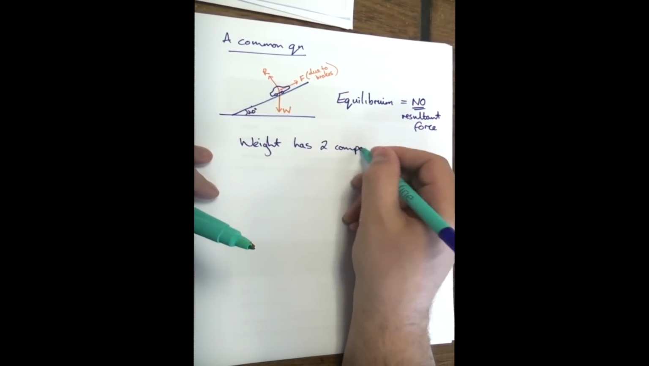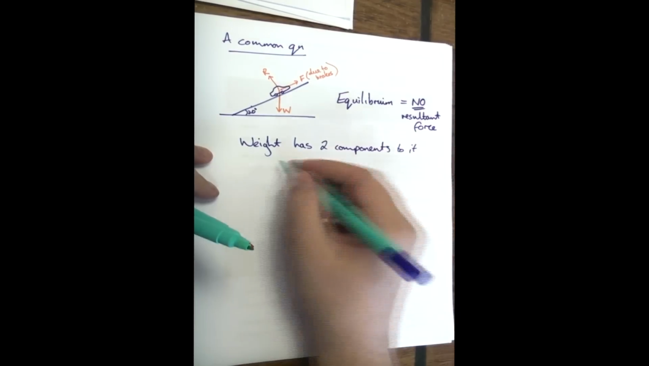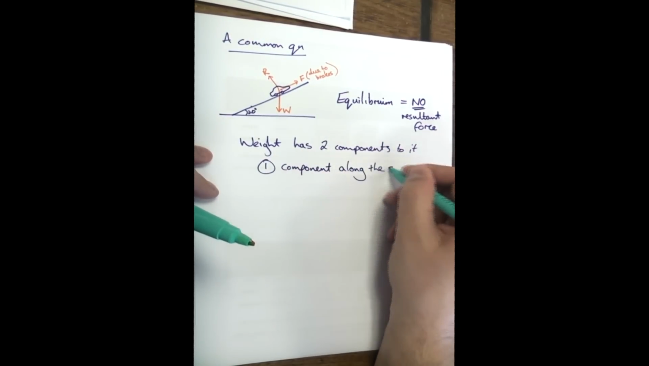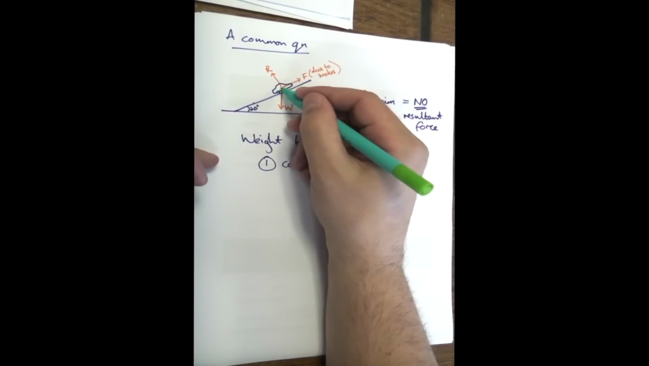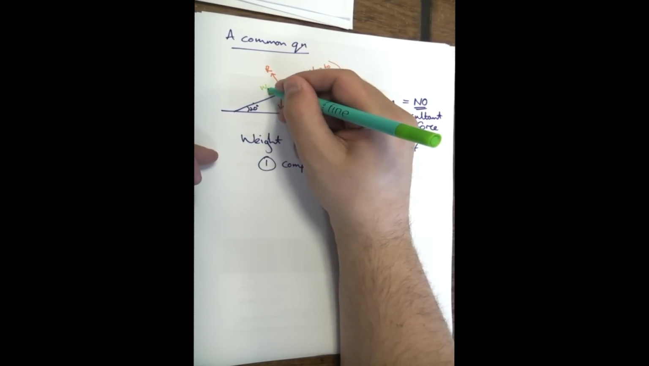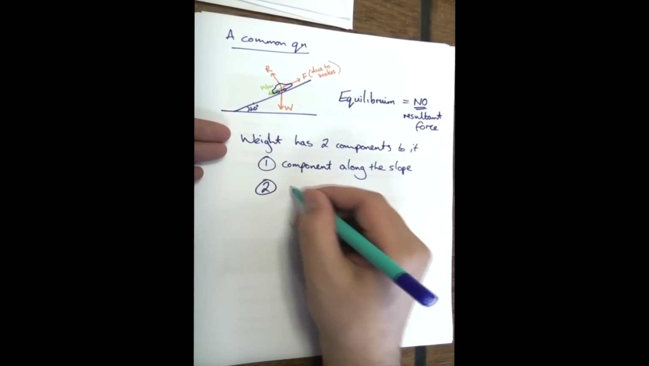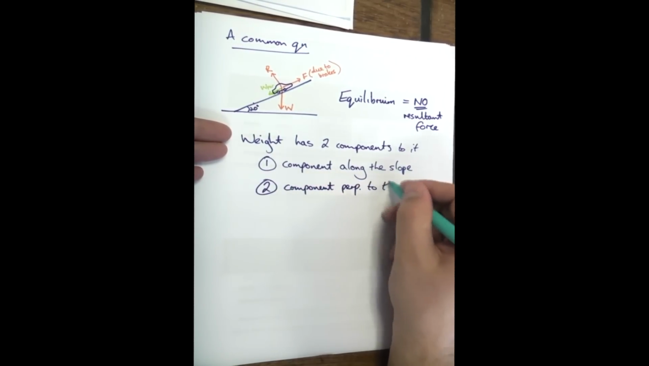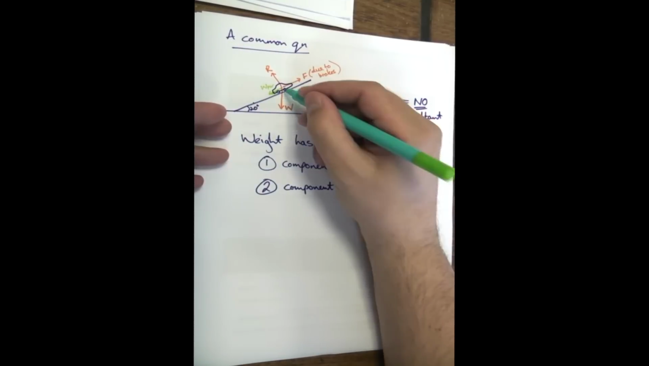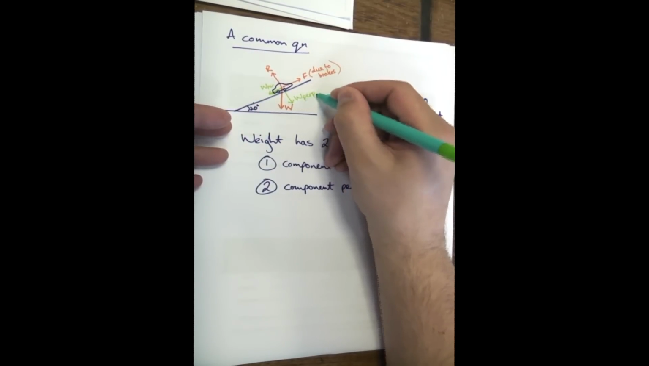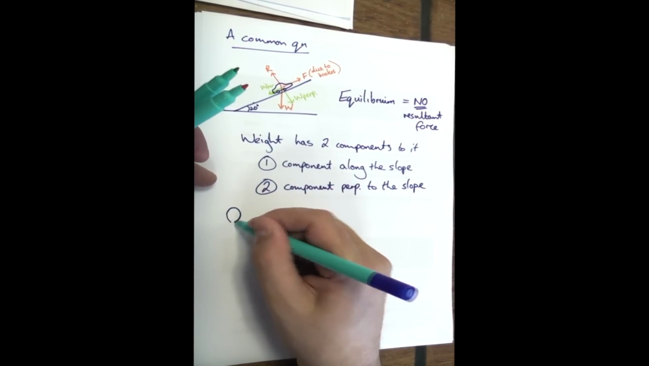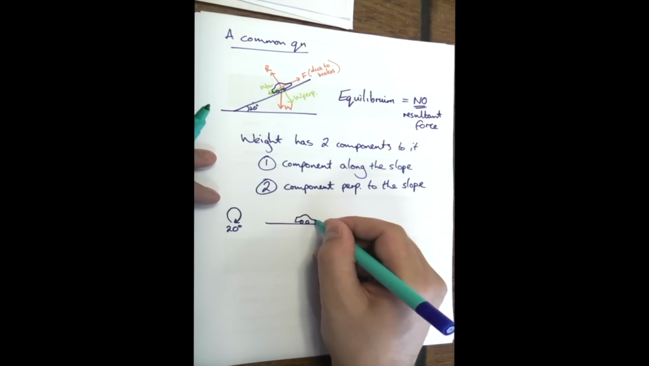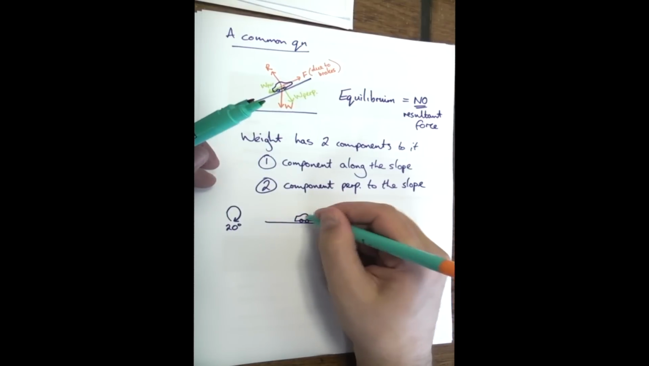So the weight has two components. It's got one component which is along the slope, or down the slope, and the second component is perpendicular to the slope, so it acts into the slope in the opposite direction to the reaction force. So in order to attack this problem, what I think is best is to rotate everything by 20 degrees. So we've got the car on the horizontal slope now.